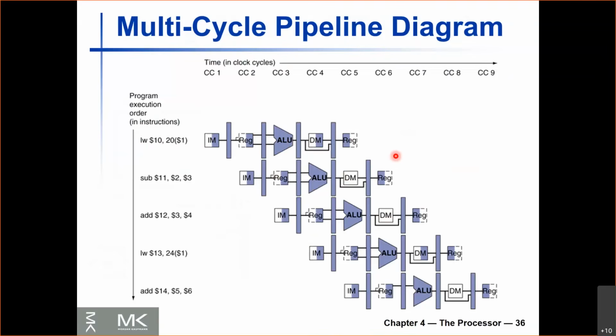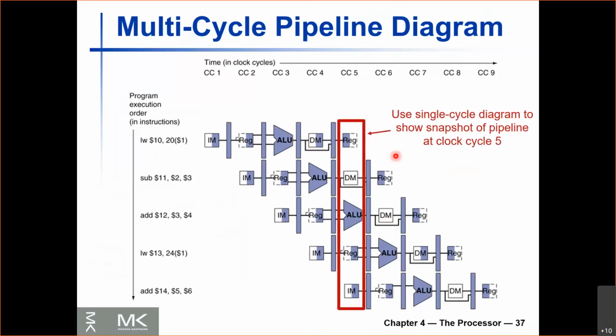But there's another diagram that we also like to use when we reason about pipelining and when we analyze pipelines, and that's a single cycle pipeline diagram. So what does a single cycle pipeline diagram do? Well, it gives us a snapshot at a single cycle. So for example, if I wanted to know what was going on in the pipeline at cycle 5, then what I can do is draw the different stages of the pipeline, with what instruction is at each stage.